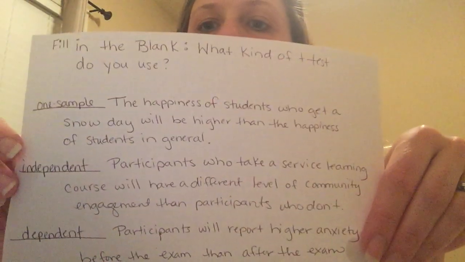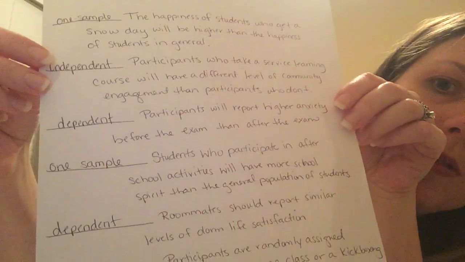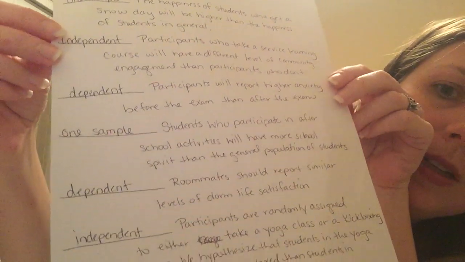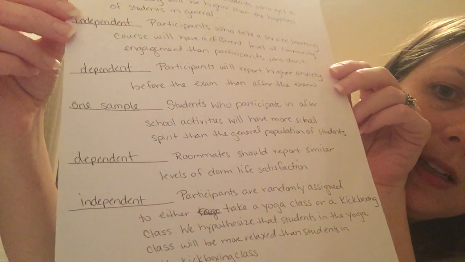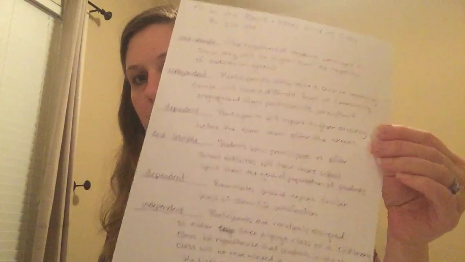So I filled it in for us. We've got one sample, independent, dependent, one sample, dependent, independent. Okay, hopefully that is clear. You definitely will have something like that on your exam, so make sure that you understand your three different types of t-tests.